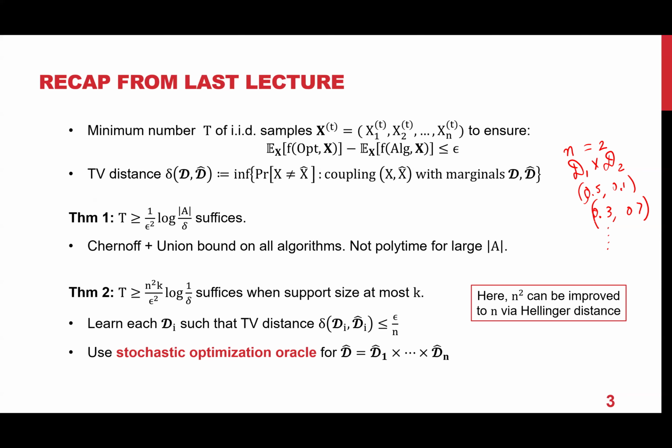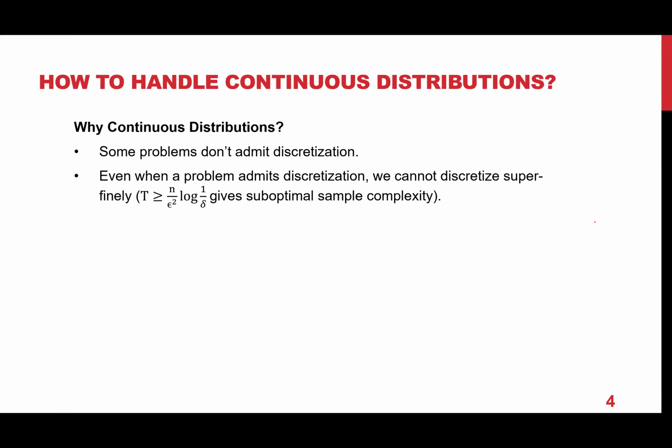Okay, good. So the plan for this lecture is actually how to handle continuous distributions. The last result that I just talked about, the distributions were discrete. So in discrete distributions, you could actually learn each individual distribution, each ith distribution, within very small TV distance. But now once you have continuous distributions, this will not be possible.